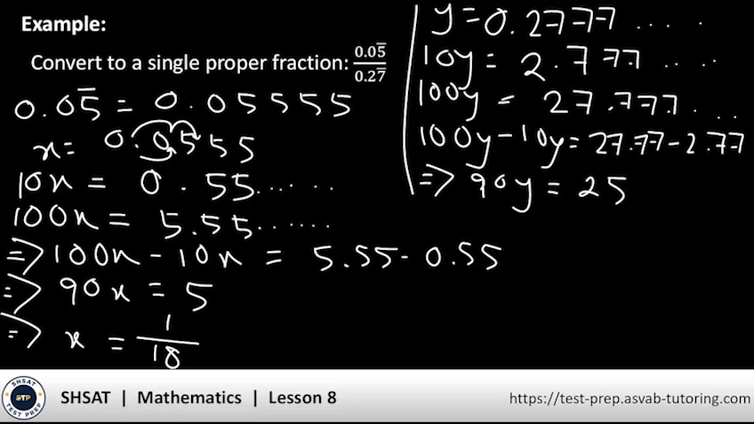And finally, if you now do y equals, it's going to be 25 over 90, which is basically 5 over 18. So that's going to be 5 over 18. So now what?